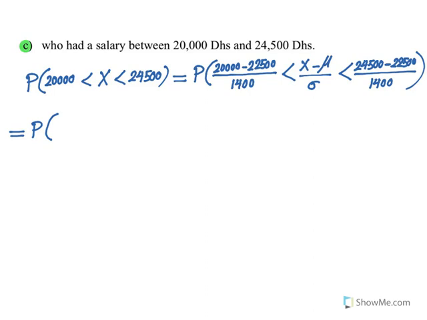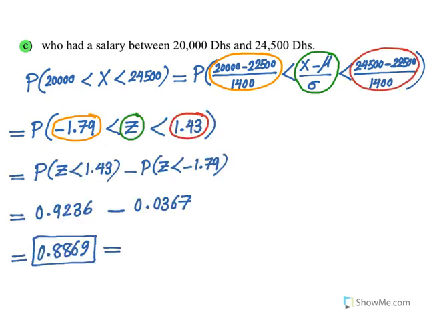So if you use your calculator, and do it to 2 digits after the decimal, you'll get negative 1.79 less than, now X minus mu over sigma is the same as Z, less than 1.43. And so you see, very quickly I did it. When you look at the table, you get these, and so this will be 88.69%.